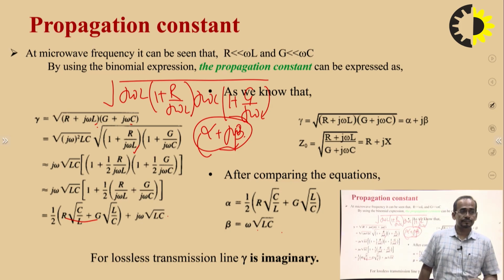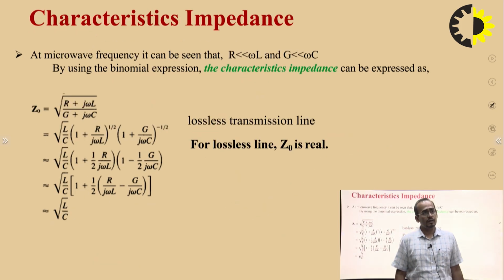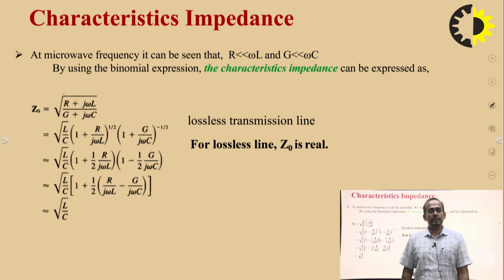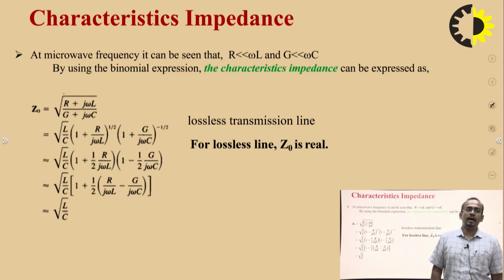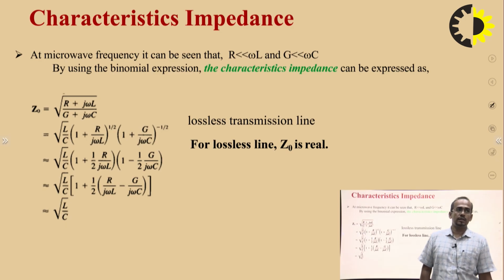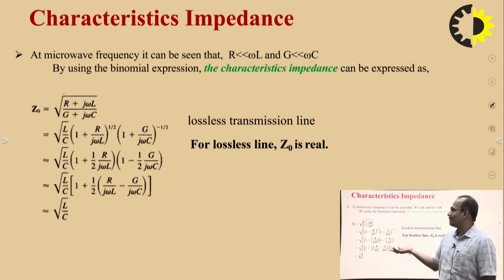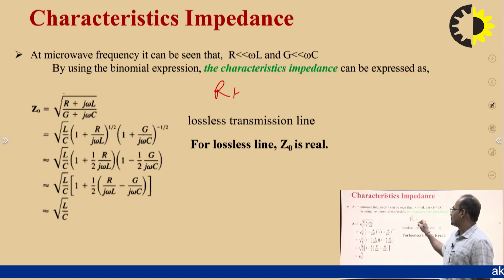Similarly, we can find the characteristic impedance. At microwave frequency, it can be seen that R is less than omega L and G is less than omega C. So again you will use the binomial expression for getting the value of Z naught. Z naught is nothing but square root of (R plus j omega L) upon (G plus j omega C).